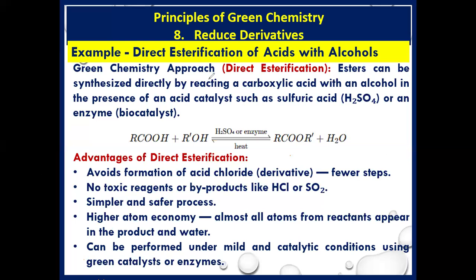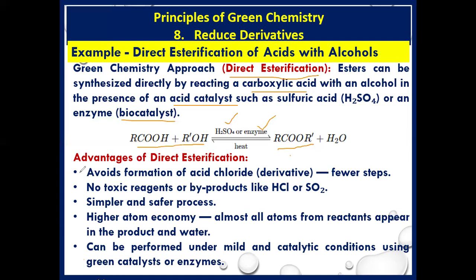How? In the direct esterification, the ester can be synthesized directly by reacting the carboxylic acid with an alcohol in presence of acid catalyst such as the sulfuric acid and the enzyme biocatalyst. So alcohol and acid react in presence of acid and the biocatalyst to form the ester in the single step.